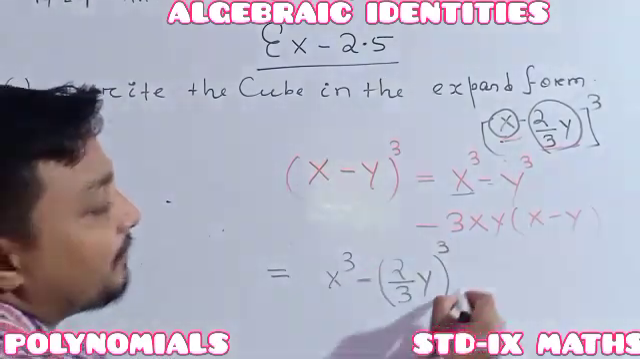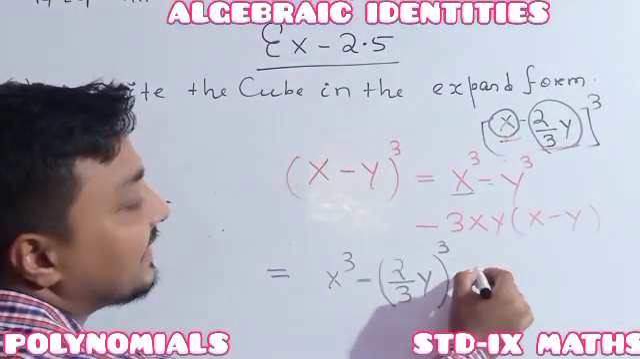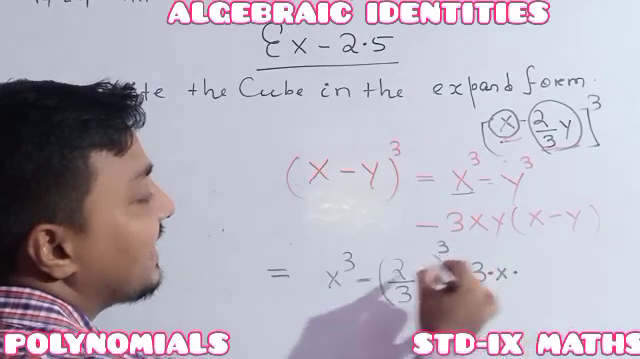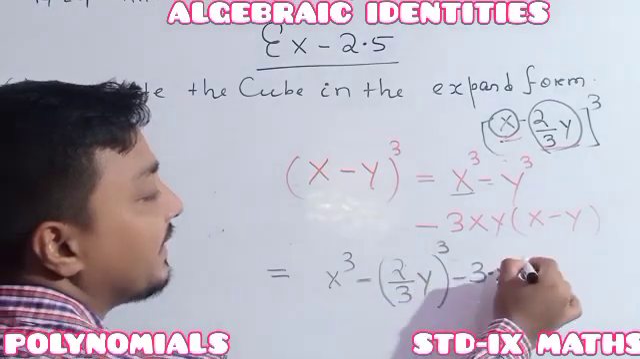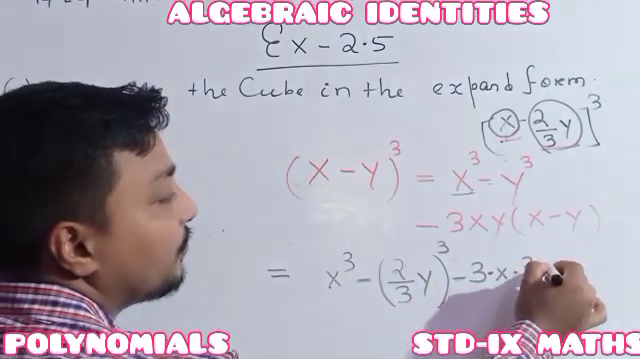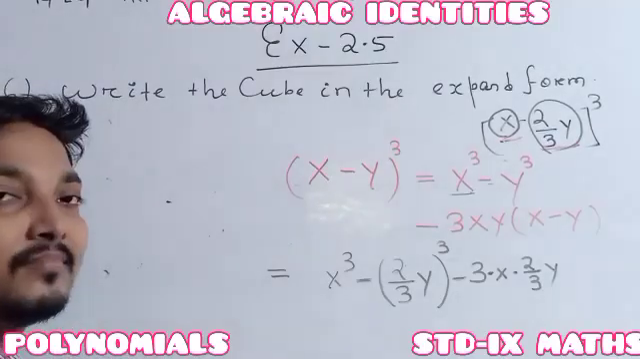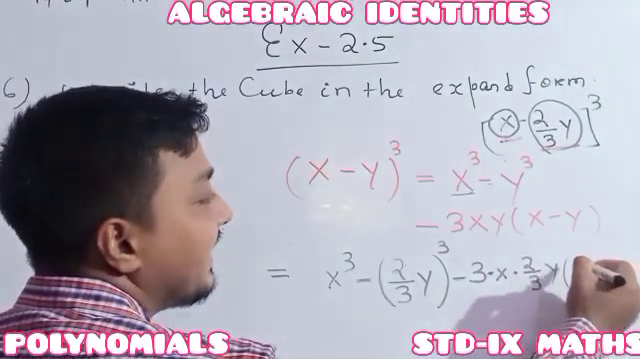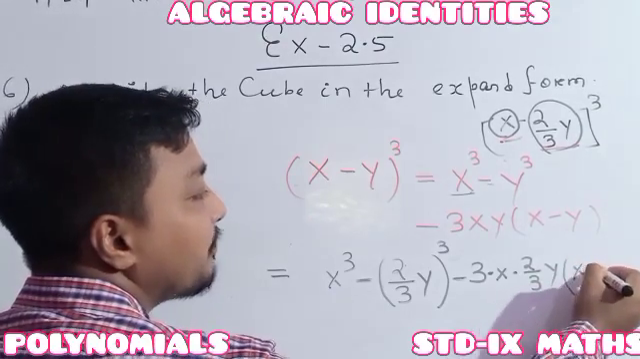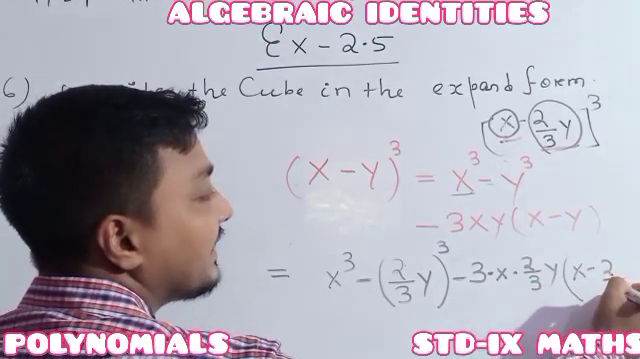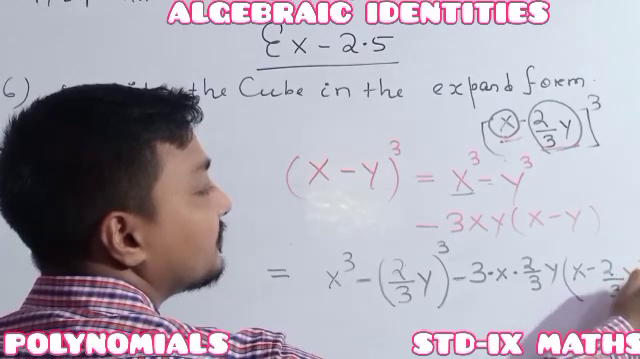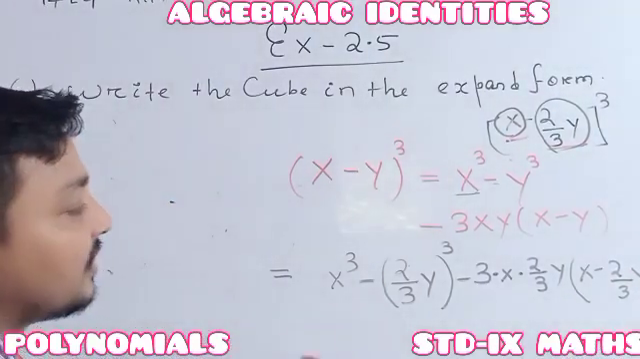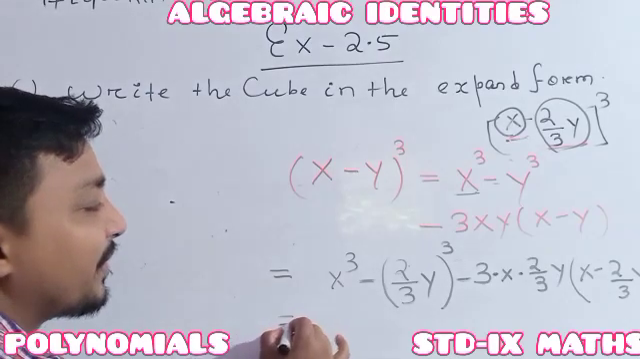Ready? Thereafter minus 3 x y. See, the first term is our x and the last term is 2 by 3 y, 2 by 3 into y. Understood or not understood? And within the bracket, x minus y means x minus 2 by 3 y. Understood? So next we only have to open the bracket.